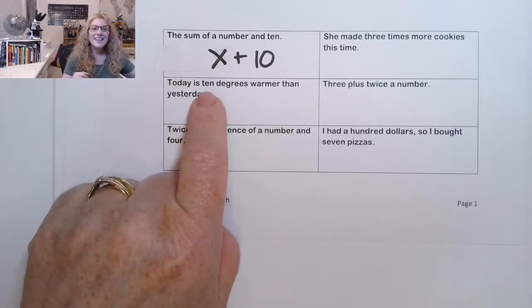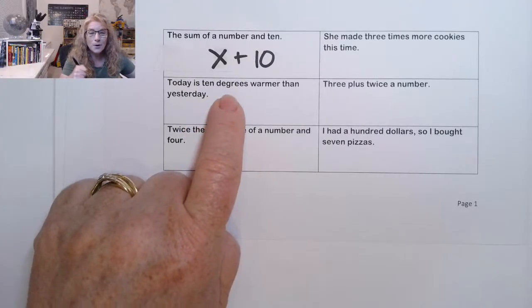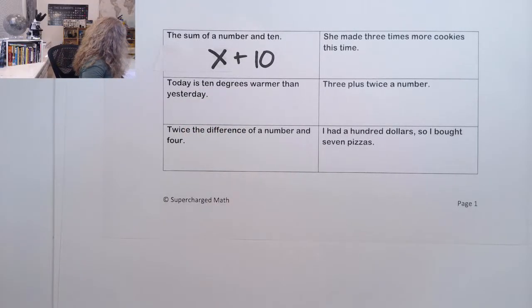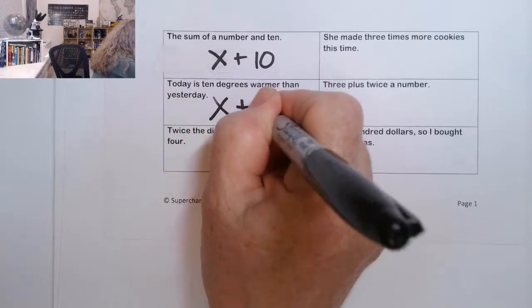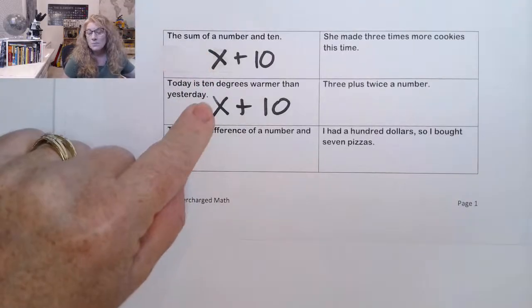So today is warmer, or is yesterday warmer? Today is warmer. By how much? 10 degrees. So this thing looks the same, doesn't it? Okay, good. So 2 different scenarios, same math expression.